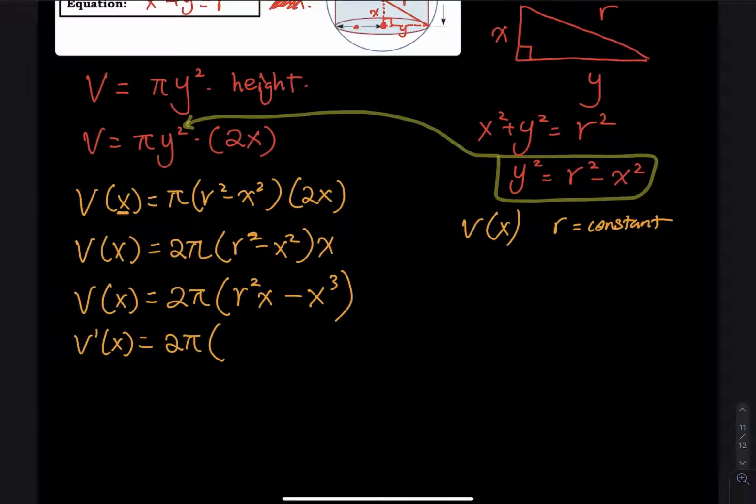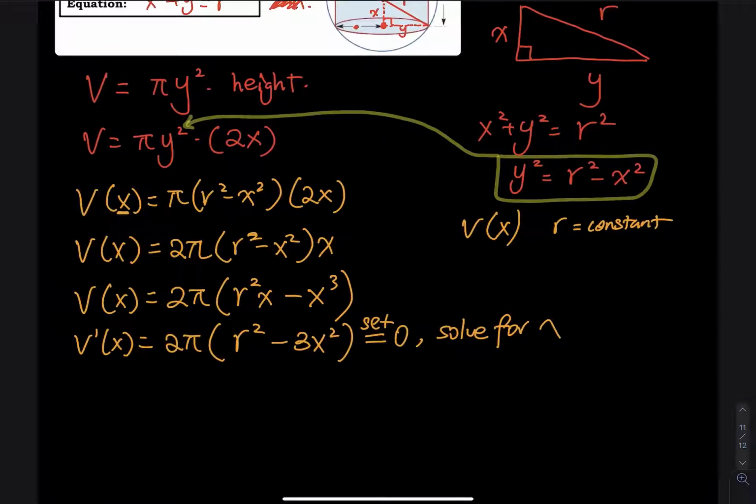So this is x raised to the first power. The derivative of that is just r squared. R is a constant, all right? So this is a 3x squared using simple power rule. The first derivative is done, and then you have to set that equal to 0 and solve for x.